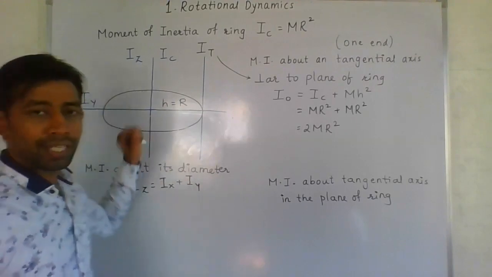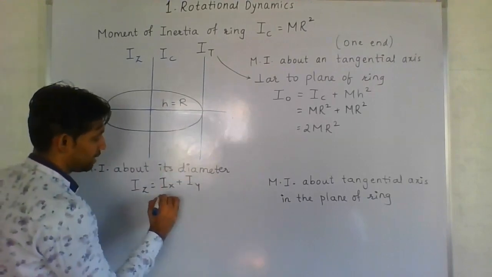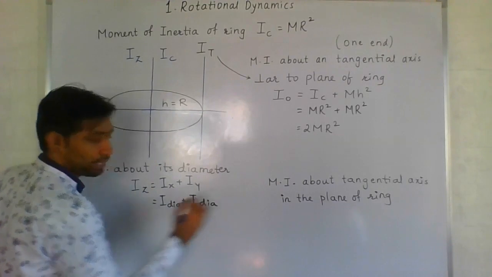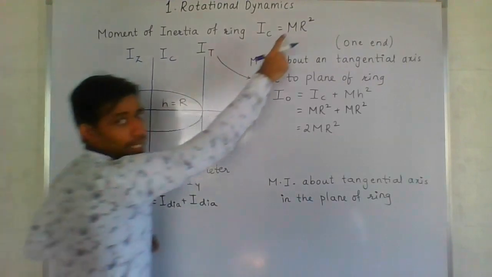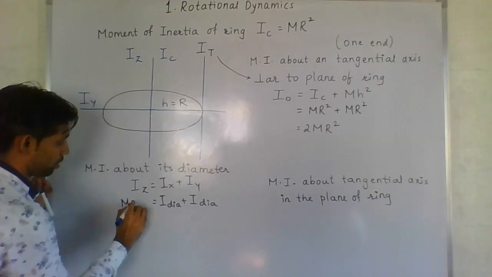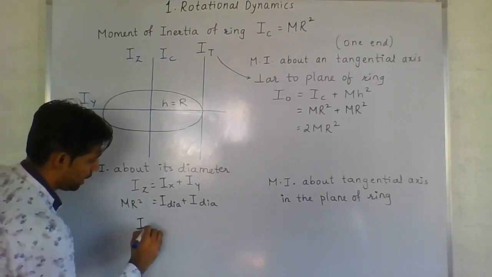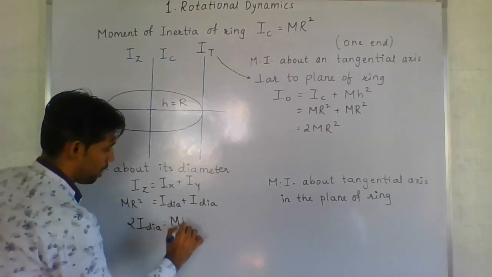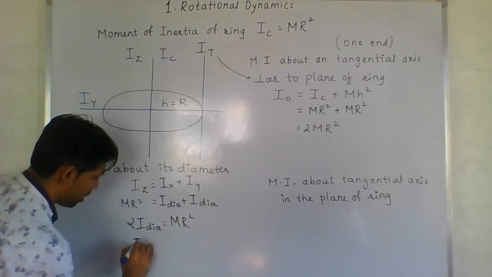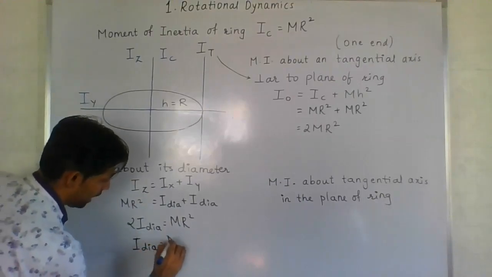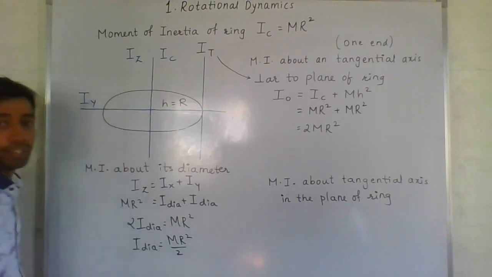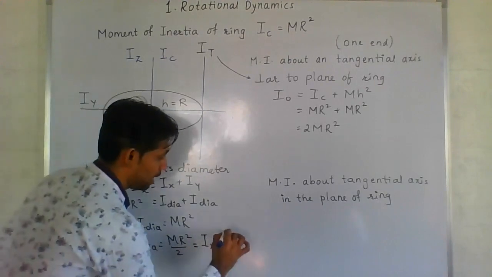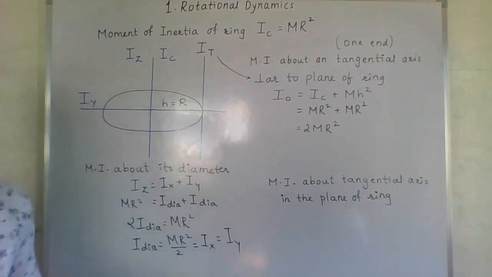We know x and y are both diameters, so I can write this as I diameter plus I diameter, and the formula for I_Z is mr square. So that is how I get 2 I diameter is equal to mr square, and finally I diameter I get as mr square by 2. This is also equal to I_x because the x axis also acts as a diameter, and this is also equal to I_y.